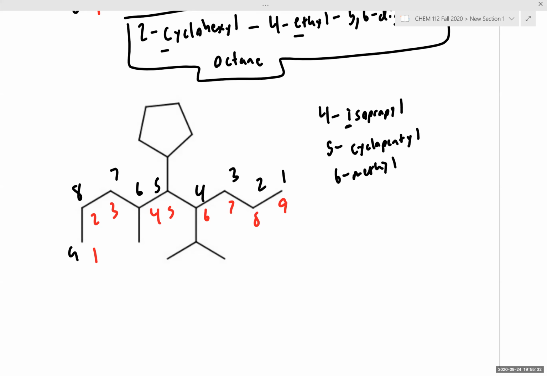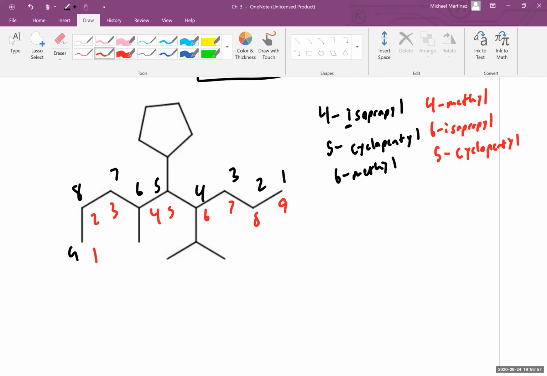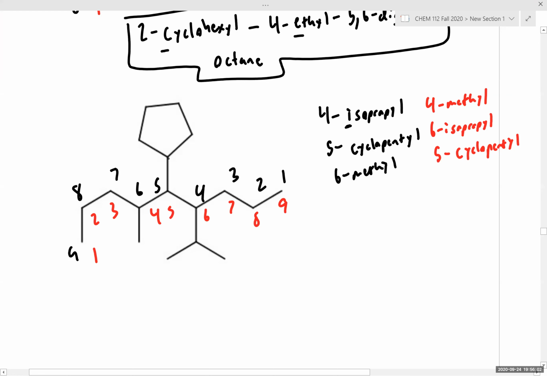Okay, looking at the red numbering method, we have 4-methyl, 6-isopropyl, and then 5-cyclopentyl. So looking at these numbering methods, if we follow alphabetical order, which numbering method places our substituent that's first in alphabetical order with the lowest number? The numbering method in black or red? Which numbering method is preferred? What do we think? If we look at alphabetical order, what's first alphabetically, i or m? The numbering method in black, exactly right.